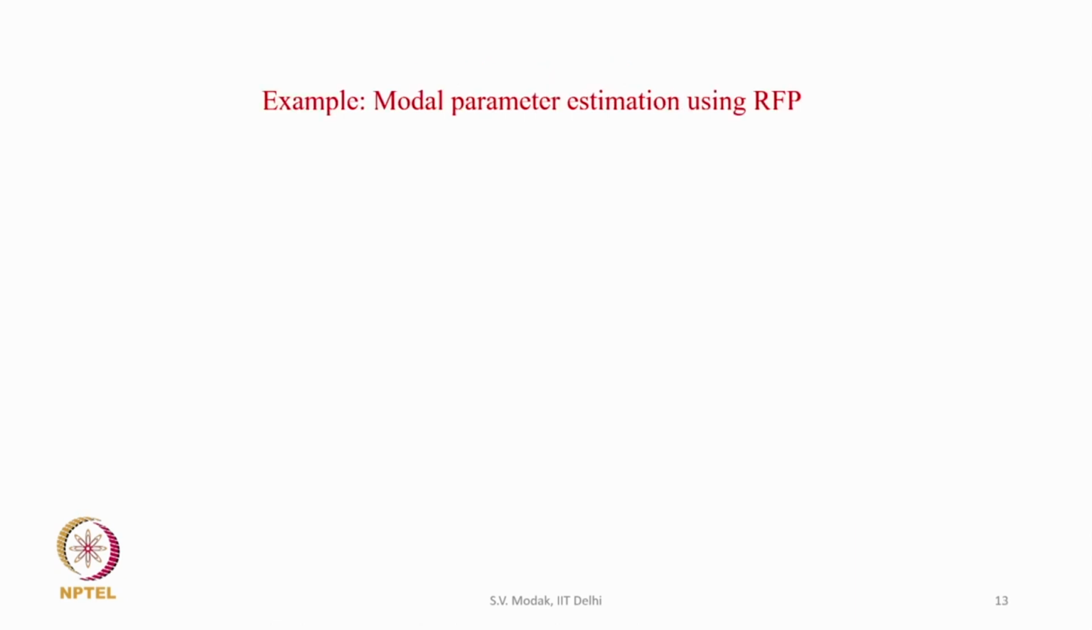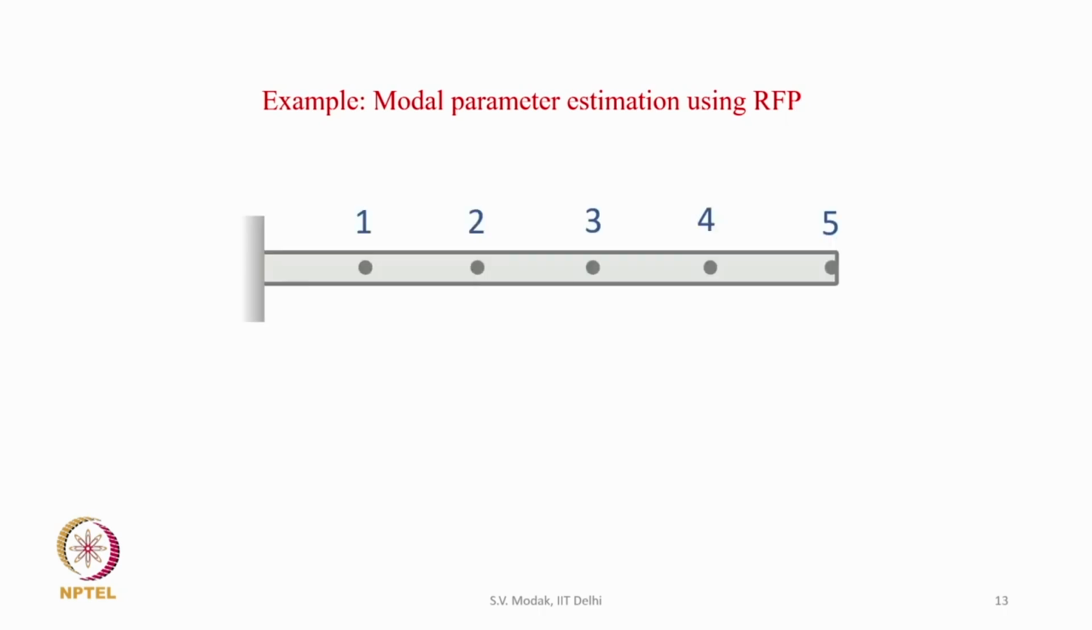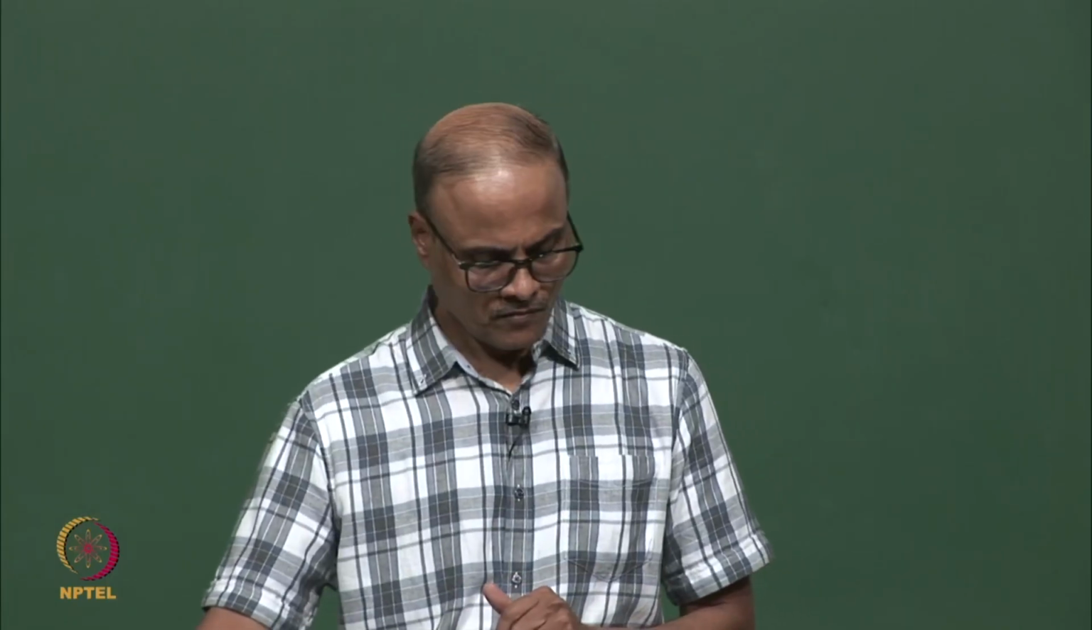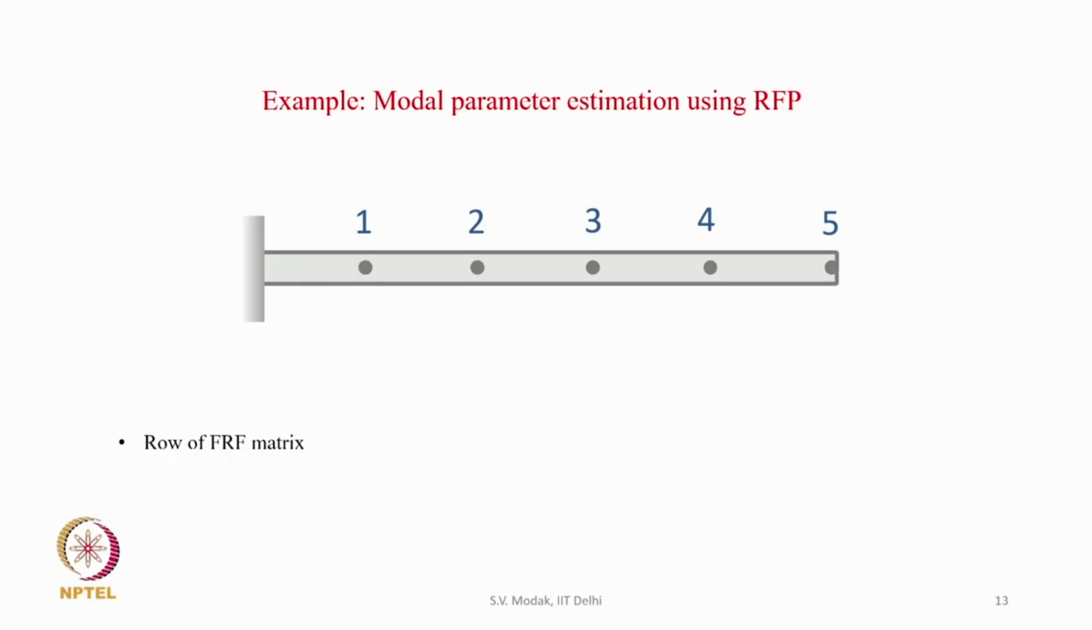Let us now take an example of modal parameter estimation using RFP, and we are going to take a simulated structure. We will simulate the FRFs on this structure and use those FRFs for curve fitting. As we have done in earlier simulations, we are taking this cantilever structure, and there are 5 test points, and we are simulating the FRFs in the translational directions at these 5 points. Let us say we have a row of the FRF matrix that we have measured.